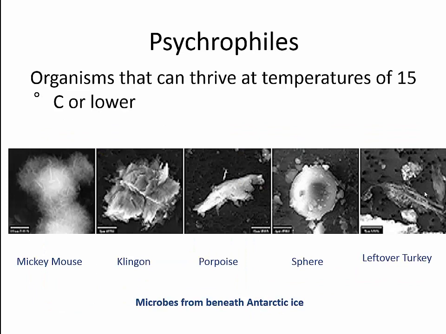in the mountain. Psychrophiles are organisms that can thrive in very cold temperatures, 15 degrees or lower. And these are new ones, so we haven't quite identified them yet. So they're just given temporary names. Like, for instance, the one on the extreme left looks like Mickey Mouse. So for now, that psychrophile is just Mickey Mouse. The one next to him looks sort of like a Klingon. The one at the very end looks sort of like leftover turkey. So we haven't identified them yet, but they're just given nicknames for now.